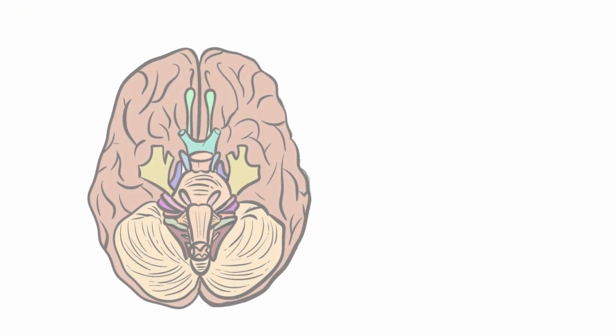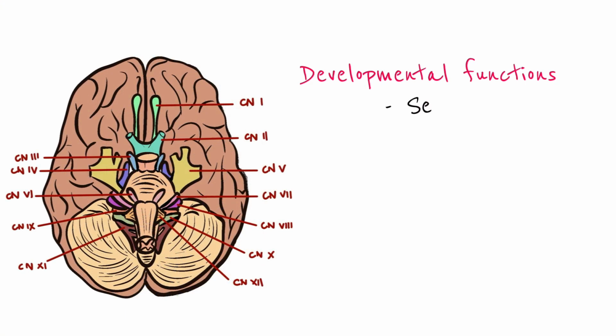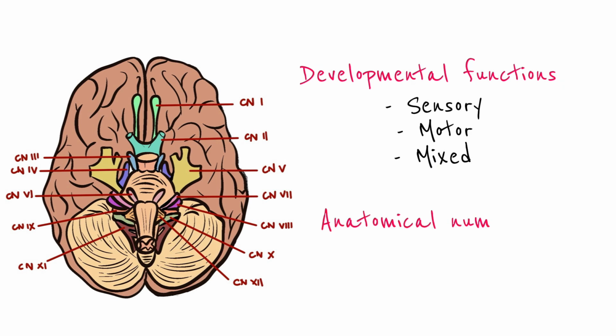The two most common ways to define the cranial nerves are either by classifying them according to their developmental functions, sensory, motor, or mixed, or by their anatomical numbering, which ranges from 1 to 12 and reflects their successive origins from caudal to ventral part of the brain and brainstem.